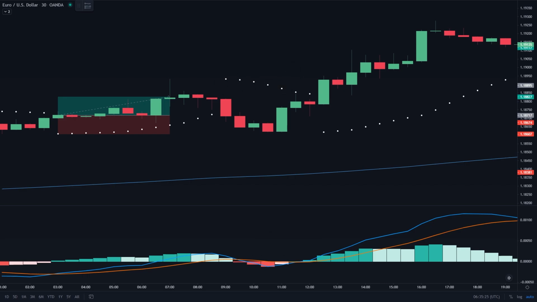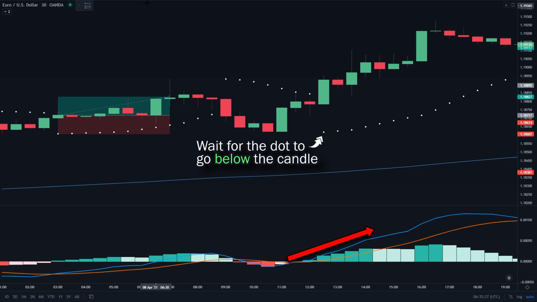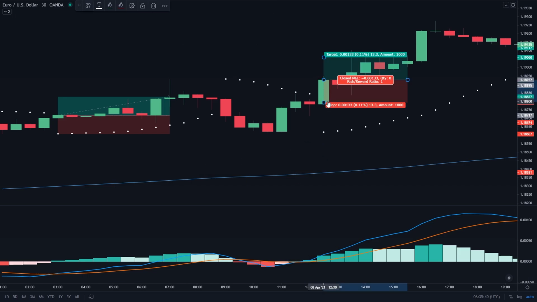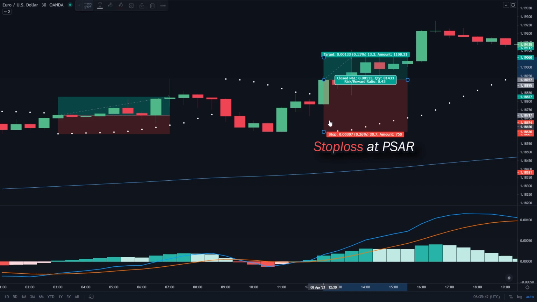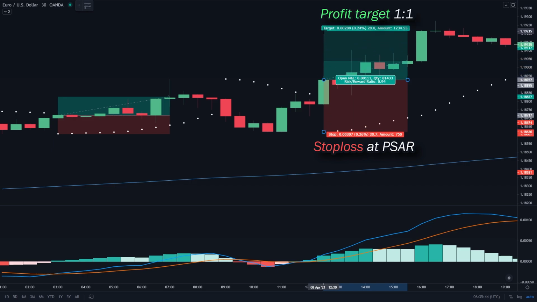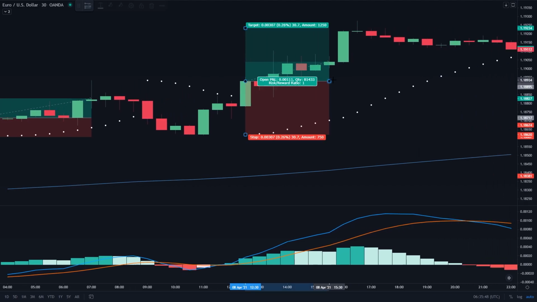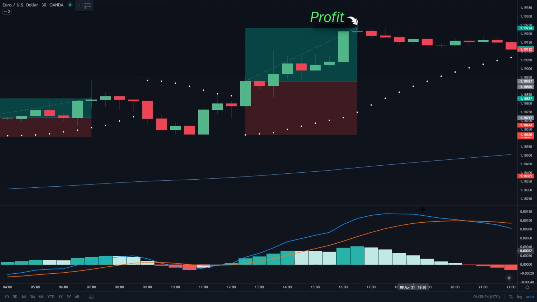And so for situations like this, what we do is we wait for the dot to go below the candle, which is here, while making sure that the MACD is still crossing upwards. And so this will be our long entry signal. And again, for your stop loss, place it at the Parabolic SAR and set your profit target at 1-to-1 risk ratio. And as you can see, this one is another profitable trade.